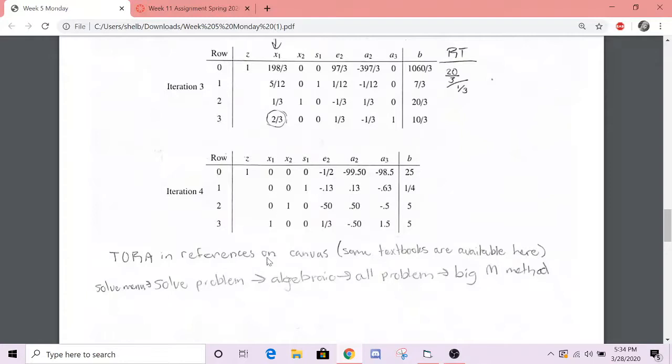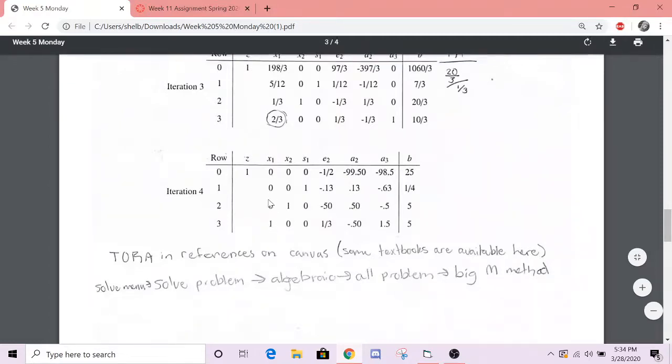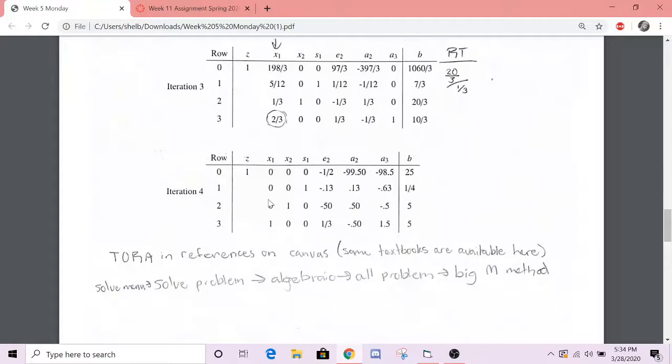Again, we want that to be a pivot column, so we turn that into 1 and zero out the rest of the rows using our row operations like we've been doing, and scanning row 0 for any positives, excluding the B column. We don't have any more positives except for our Z, which we leave there. So this is the final iteration.